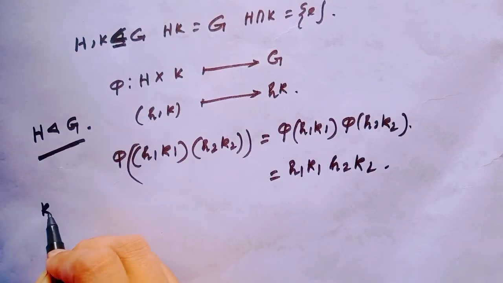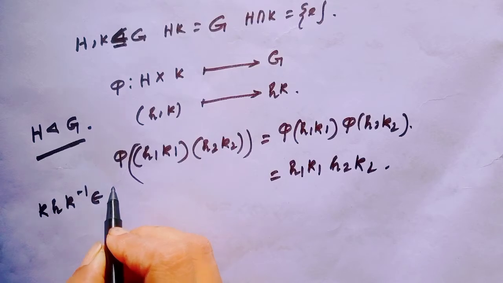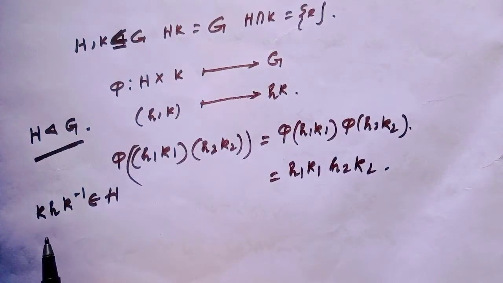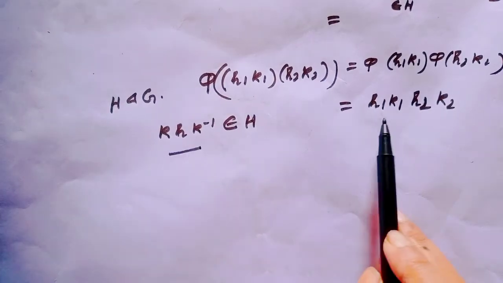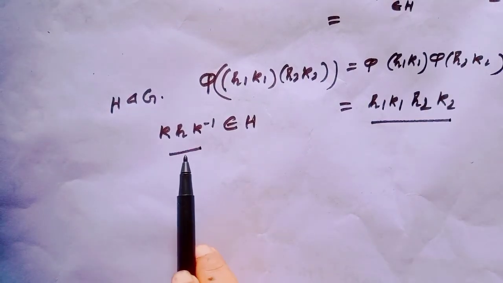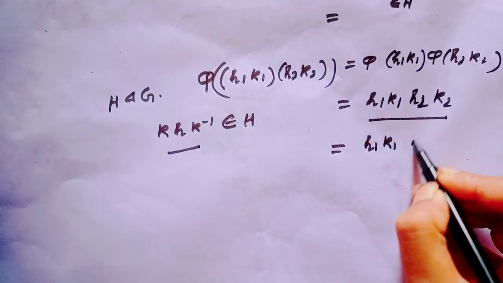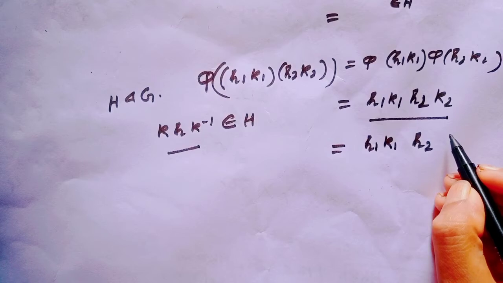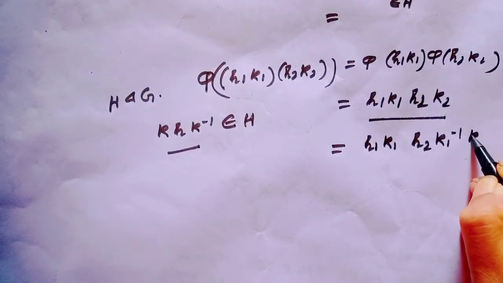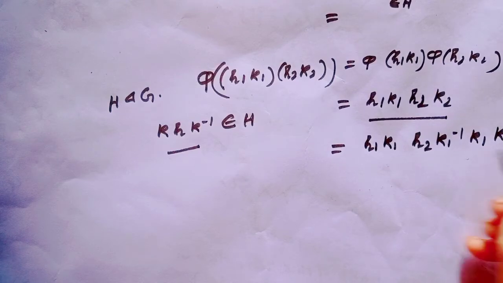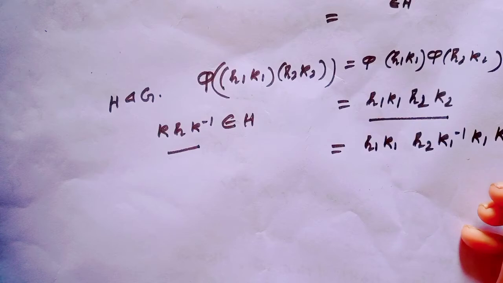So k h k inverse is always a member of the subgroup H, because here in my hand I have two relations, one this and one this, and by using these relations we can write it as h1 k1 h2 k1 inverse times k1 k2. And I have written this because k1 inverse times k1 is always identity.